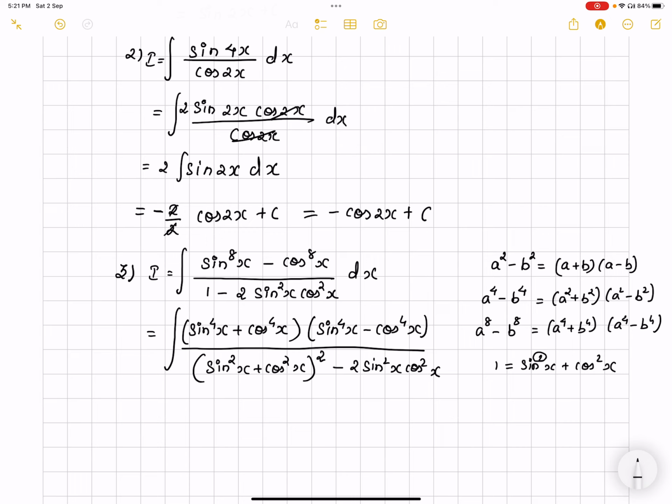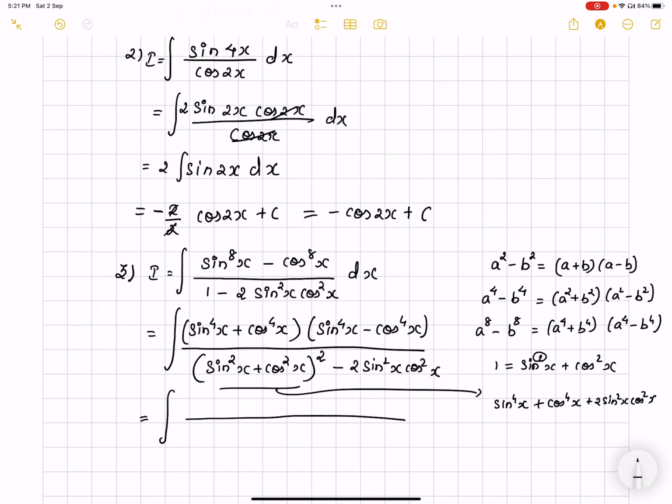That's it. Now, what would happen if we expand the denominator part? Let's see the change in the denominator. If I expand it, I would get sine to the power 4x plus cos to the power 4x plus 2 sine square x cos square x. And then we have the minus 2 sine square x cos square x, which is there here. That part also I'm including.